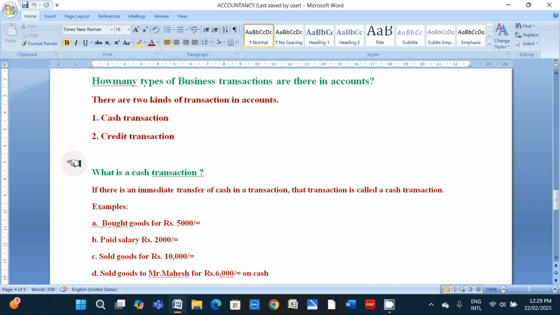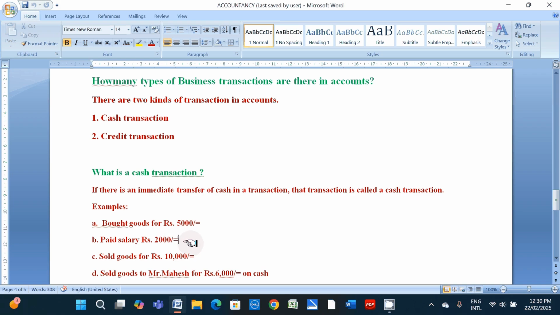First, we have to see what is a cash transaction. If there is an immediate transfer of cash in a transaction, that transaction is called a cash transaction. Example: bought goods for rupees 5,000. Here, the immediate transfer of cash is there. Goods we buy and cash we are paying immediately. So, it is called a cash transaction.